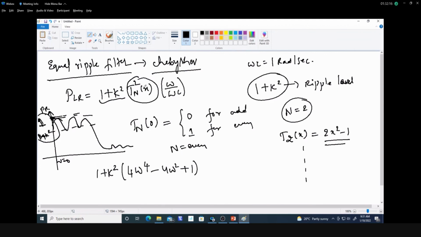Now if I substitute all these things and simplify the equation, you will get the equation as 1 plus k square into 4 omega power 4 minus 4 omega square plus 1, which is equal to 1 by 4r plus 1 by 4r. Again we have to take the input impedance of that filter, and the same procedure we need to follow. So I am giving only the final equation.